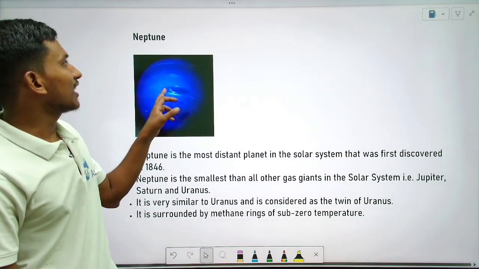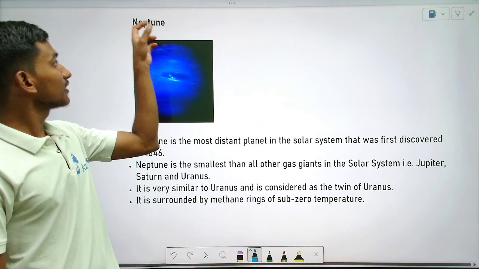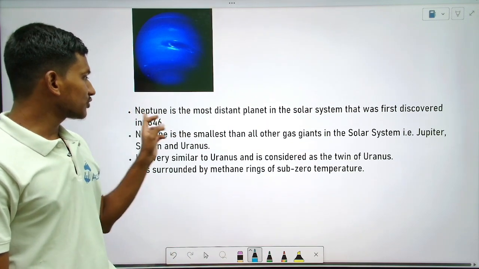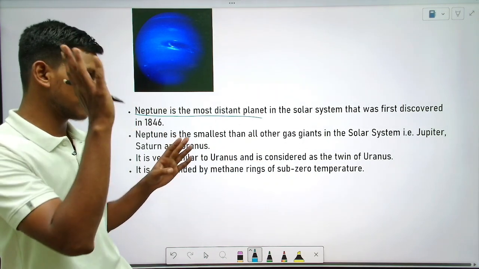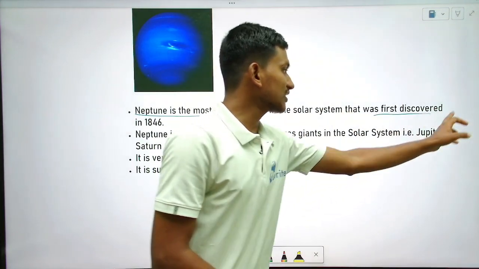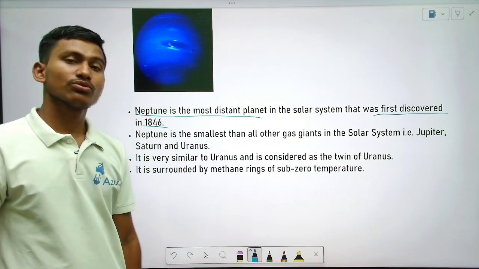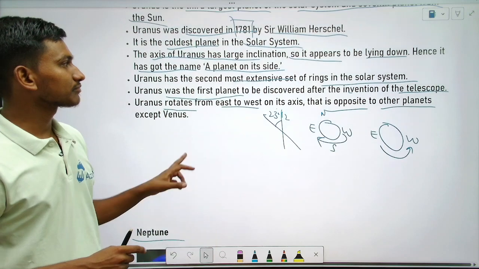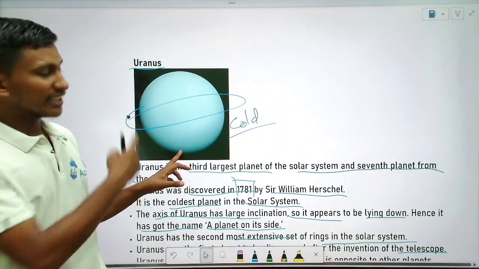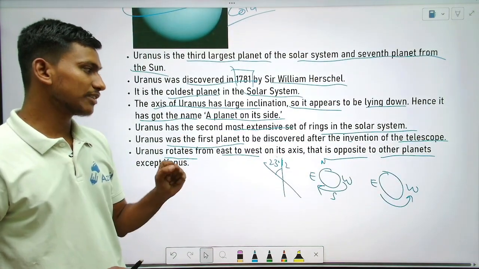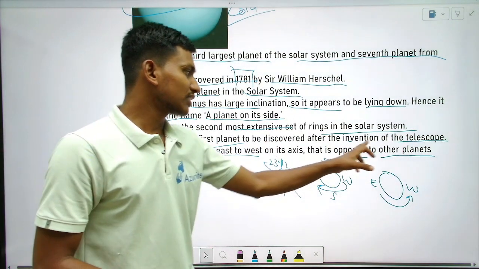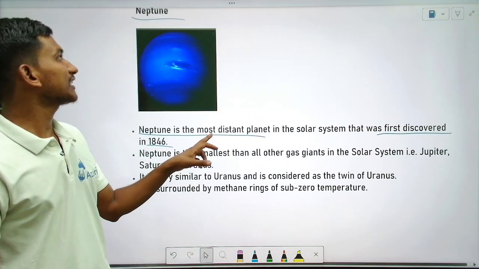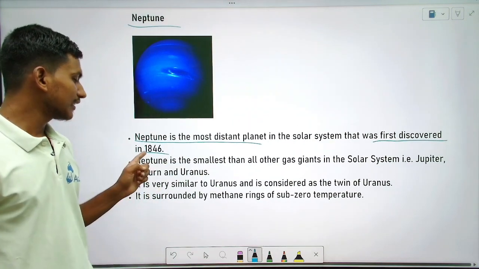Now let us see the last, that is Neptune. Neptune is the most distant, that is the last planet, and it was discovered in which year? 1846. Which was the first discovered planet? That was Uranus, right? We saw here, it was discovered after the telescope. That is the first planet. And Neptune was discovered in which year?